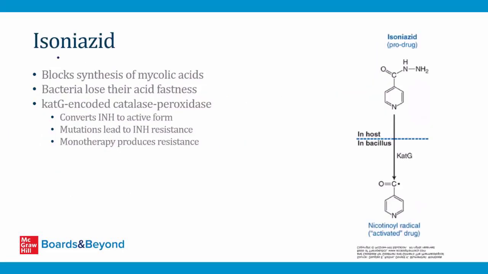So now let's talk about some of the antibiotics used to treat tuberculosis, and we'll start by talking about isoniazid. So isoniazid blocks the synthesis of mycolic acids, which are key components of the cell wall of all mycobacteria, including tuberculosis. When you expose bacteria to this drug, they lose their acid fastness because the acid-fast stain binds to the unique cell wall structure of tuberculosis, including the mycolic acids in the cell wall.